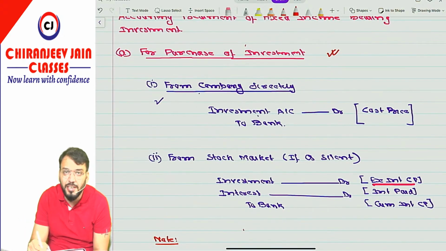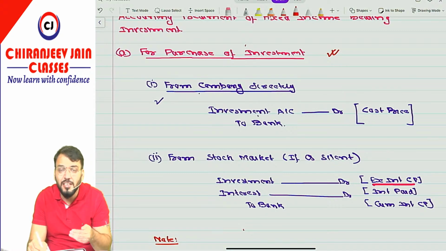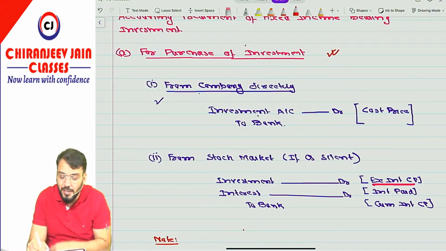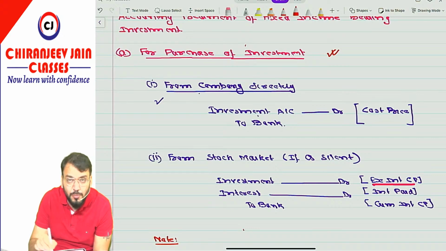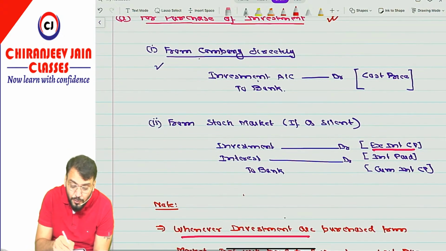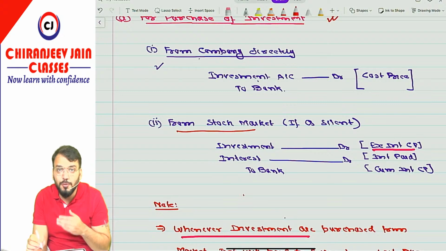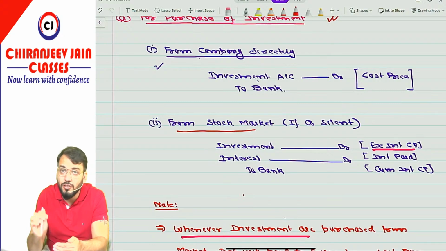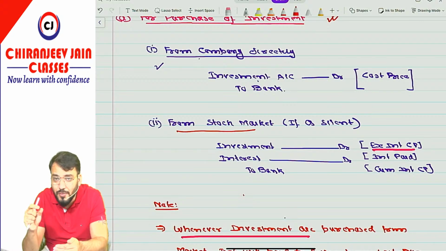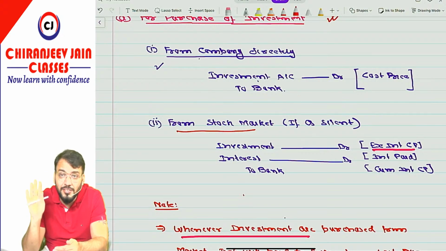Cost price we have already understood. Cost price means purchase price plus brokerage, stamp duty, etc. So investment account debit to bank, you have understood. But if you purchase from the stock market, then on the date of purchase, we also need to pay interest from the last due date to the date of purchase. To whom? To the seller.